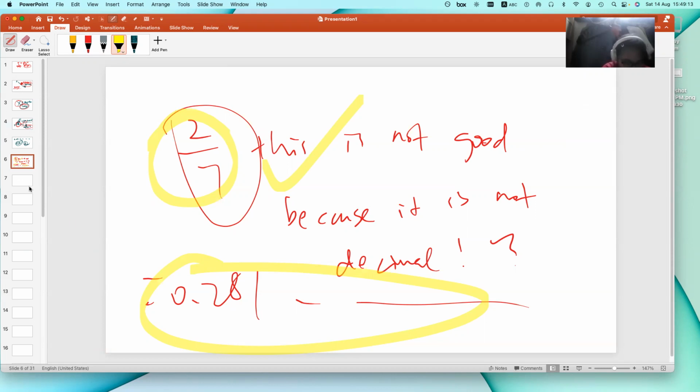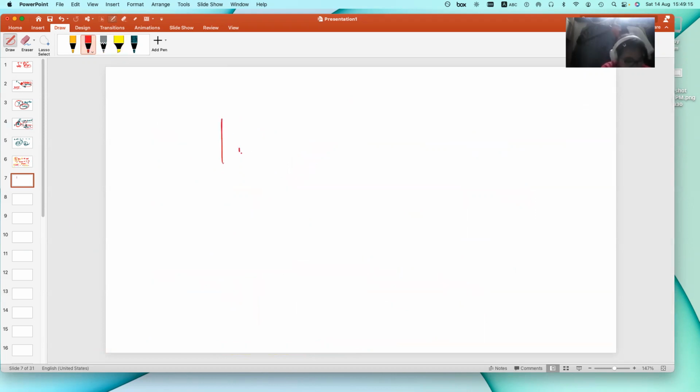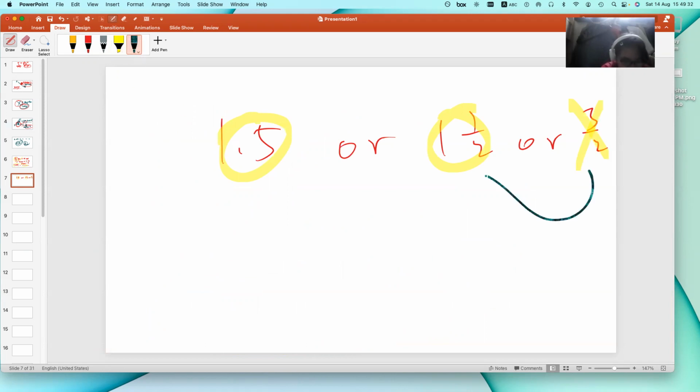By the way, when you have questions like this, 1.5 or 3/2, which do you take? You can take 1.5. You cannot take 3/2 because 3/2 is not the simplest. You can still change it to a mixed number.